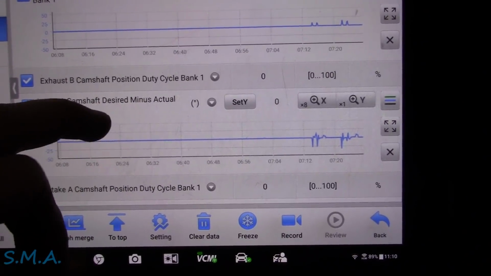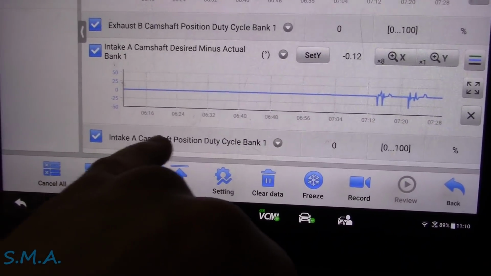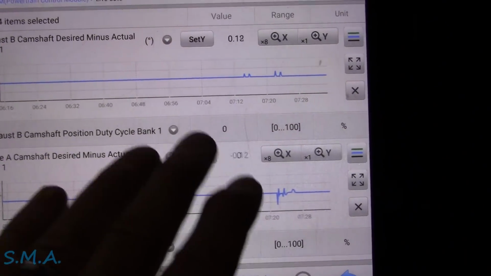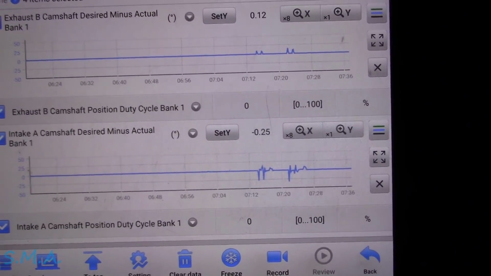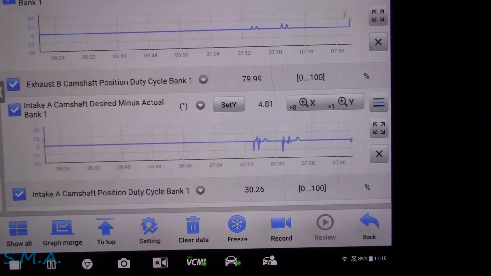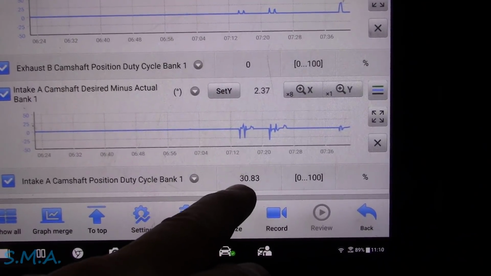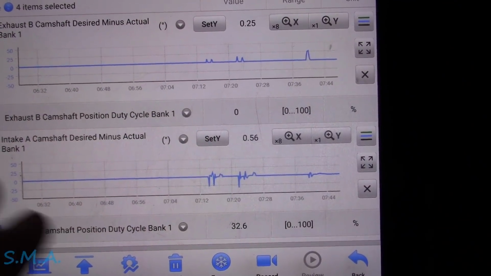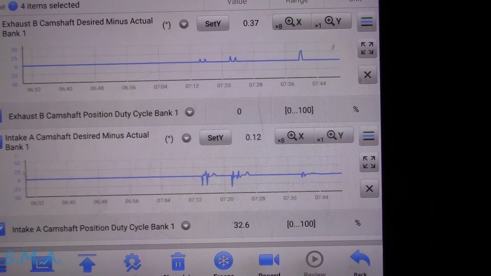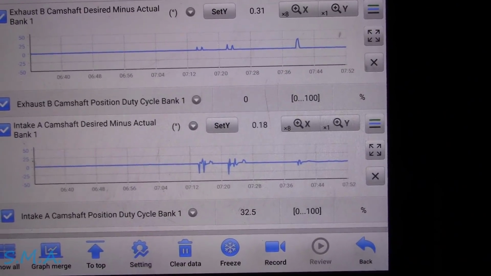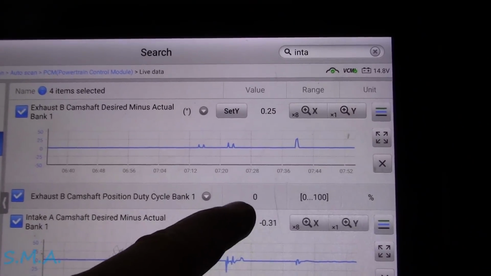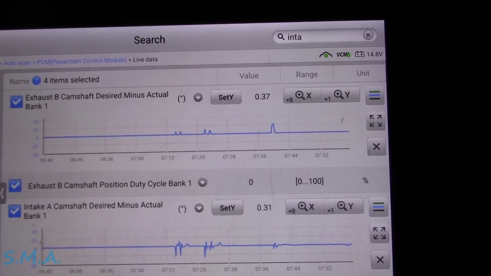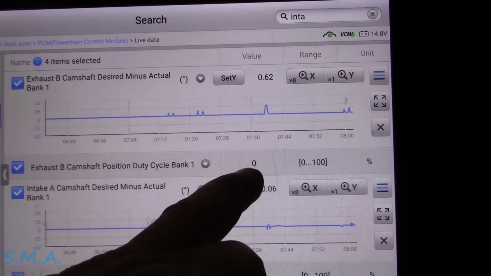So, I guess I'll give you an example. Right now the intake cam is being duty cycle controlled at 0%, and there should be around 0 degrees of variance between commanded and actual. Now you can see it's being commanded at 30%, and the variance between commanded and actual is still around 0, which is perfect. But you can see our exhaust is being commanded at 0, and we're still at 0. So that's good. But when we bump the throttle there, we do get some command.